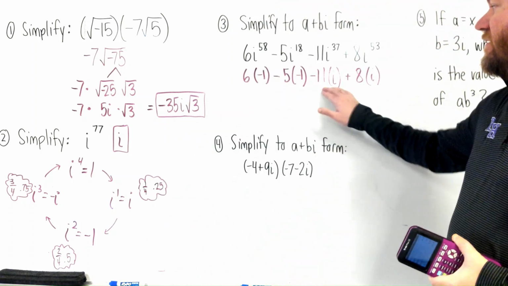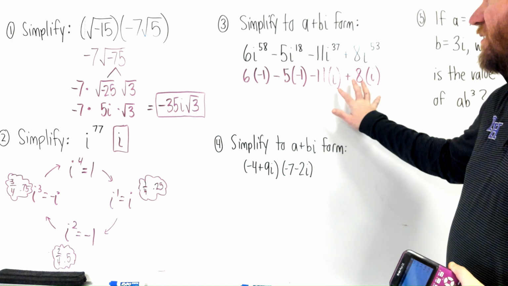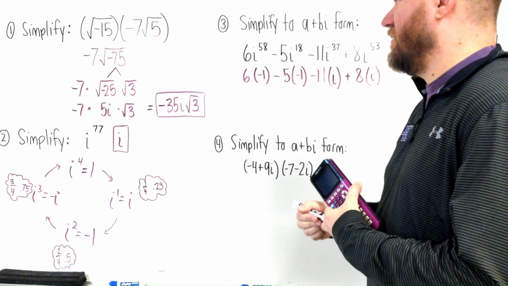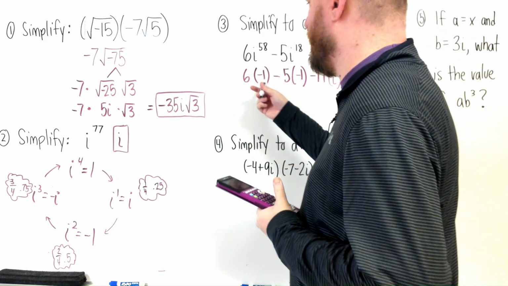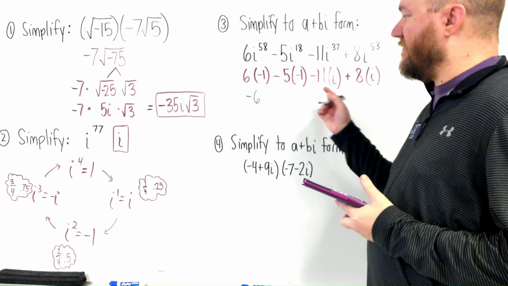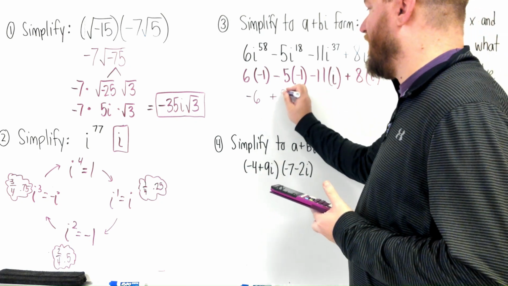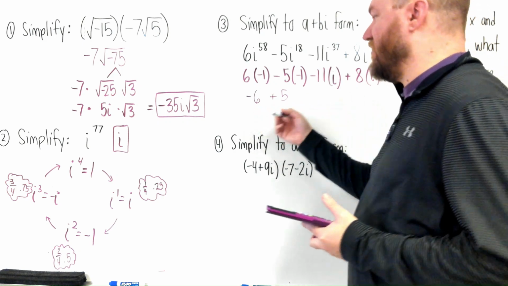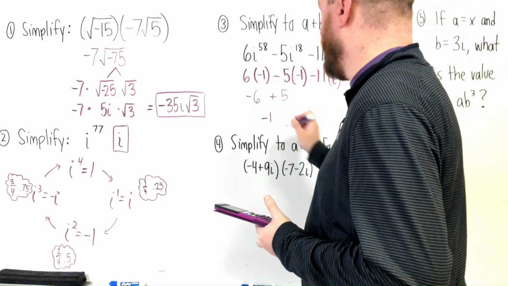Let's simplify. These two have i's. Those two are going to be combined together. And these two just have numbers, so we can actually just do the math problem here. So 6 times -1 is -6. And this -5 times this -1 is going to be +5. So these two are like terms. After I simplify them, I can just combine them to get -1.